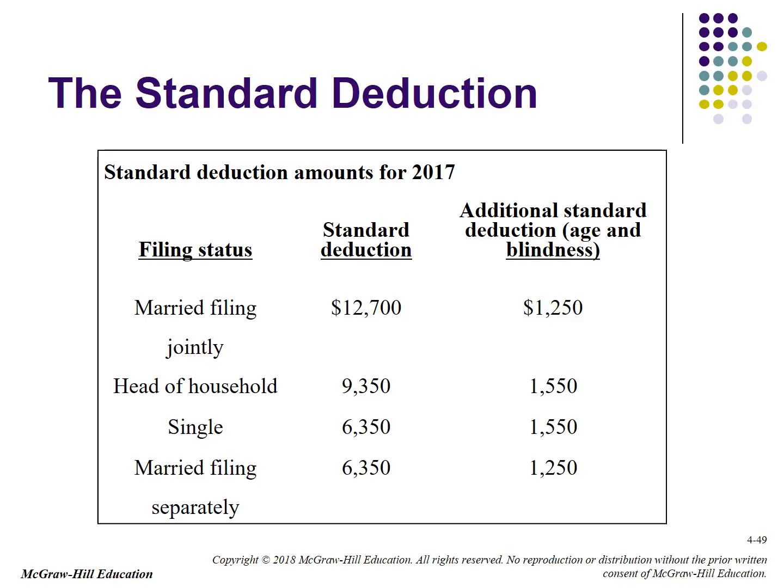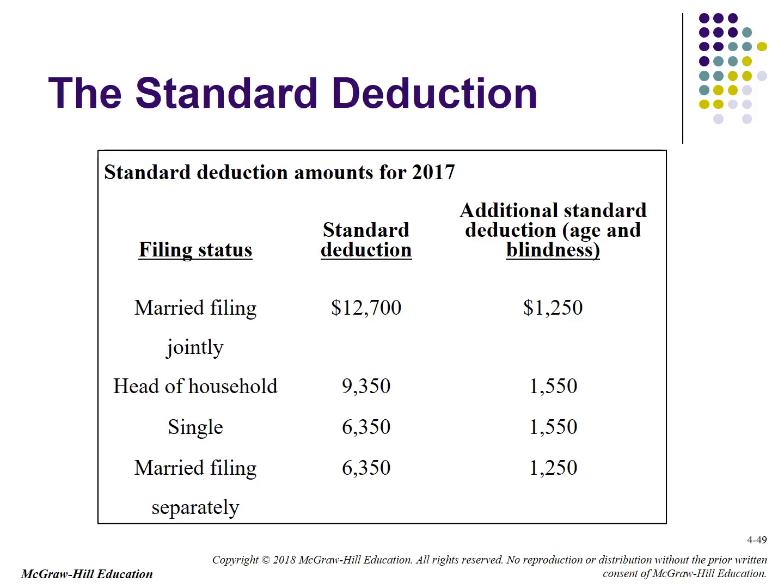Now that we understand filing status, we can tell you those amounts. Depending on your filing status, we determine what we call your basic standard deduction. Married filing joint and also qualifying widow or widower, $12,700 in 2017. Head of household, $9,350. Single and married filing separately, $6,350.